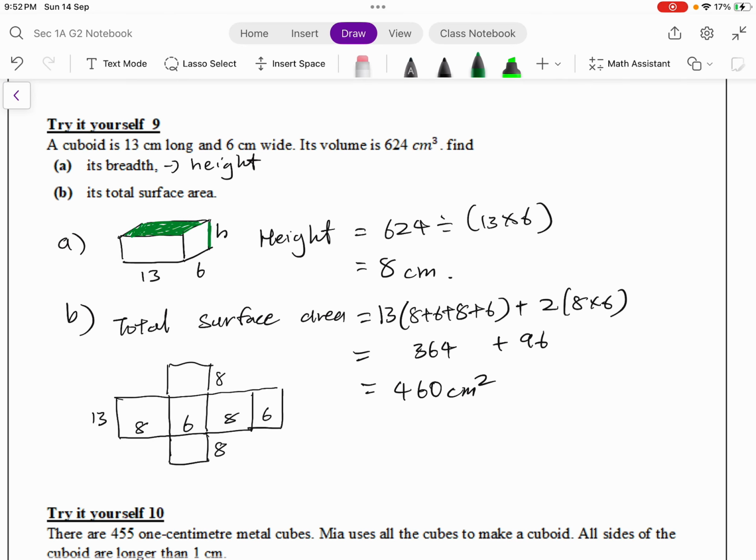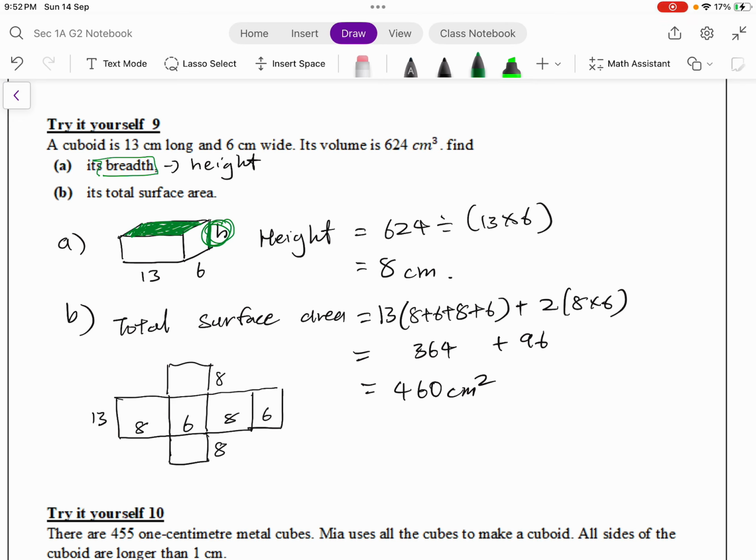Okay, next one. Try Yourself 9. A cuboid is 13 cm long, 6 cm wide. So I drew the 3D solid here. Okay, unknown height. So actually this breadth here, because it depends on whether the thing is lying flat or standing up. If standing up, your height becomes breadth, your breadth becomes height, whatever. Okay, so down here they're actually looking for the height. I assume it's height.